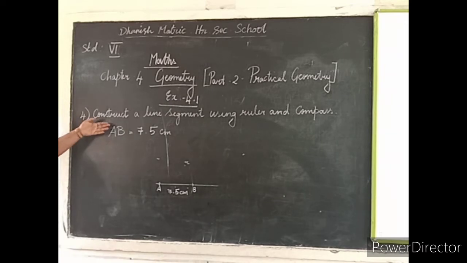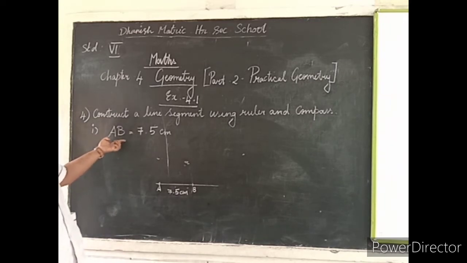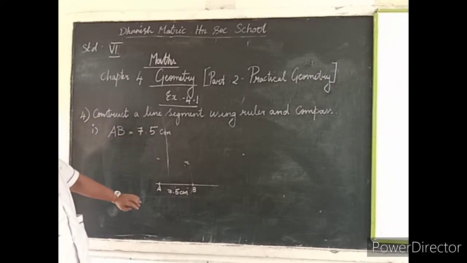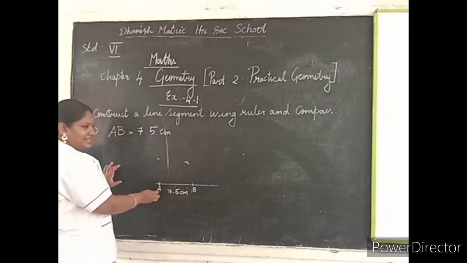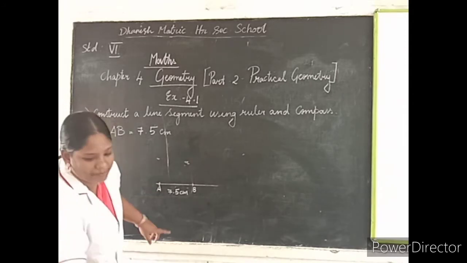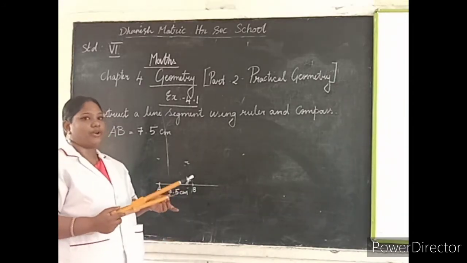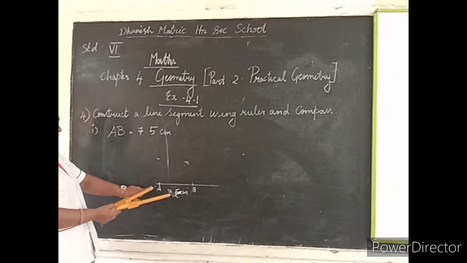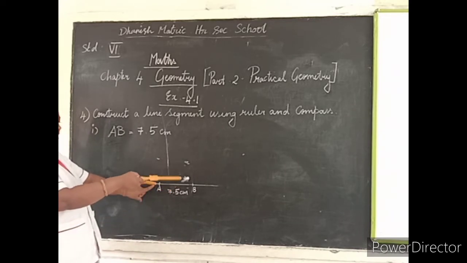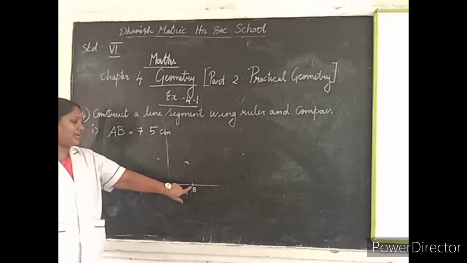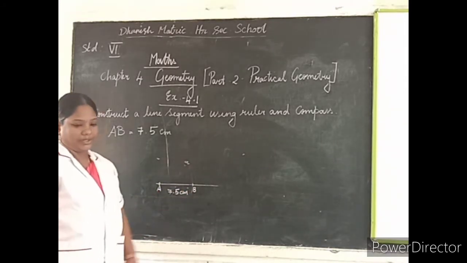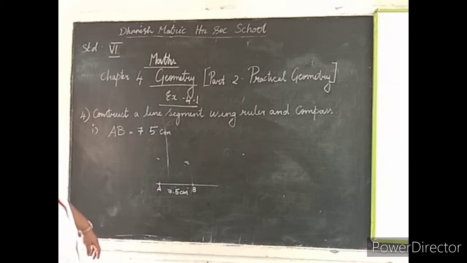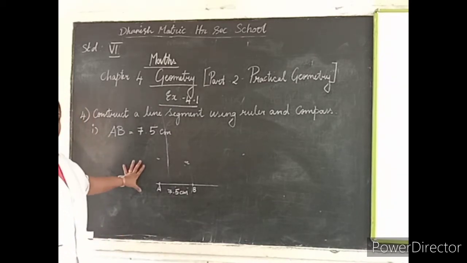So construct a line segment using a ruler and a compass, AB is equal to 7.5 centimeter. What is the first step? You have to draw a line, keep a finger and mark this one as A. Then using a compass and a ruler, measure 7.5 centimeter, keeping the compass end on A, and draw an arc. The point where it cuts the line will be called B. So AB is equal to 7.5 centimeter. This is the practical geometry.